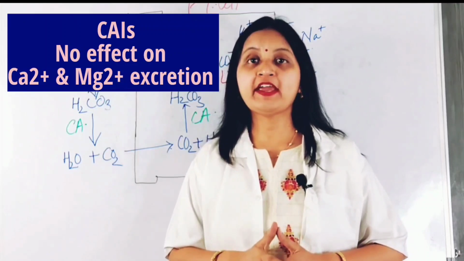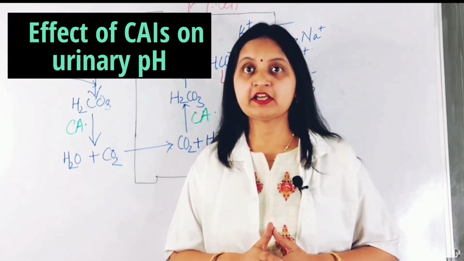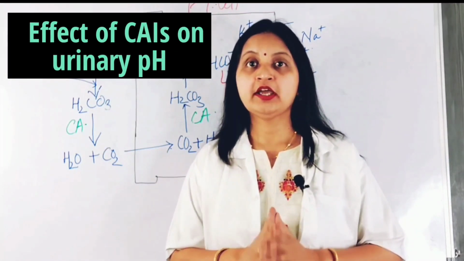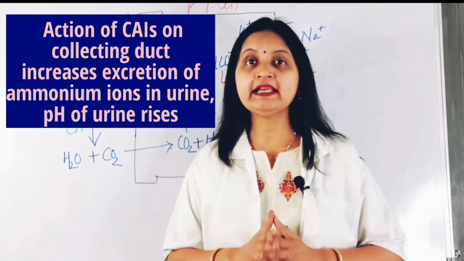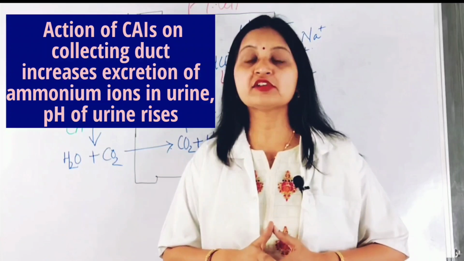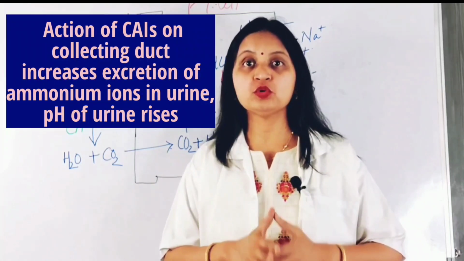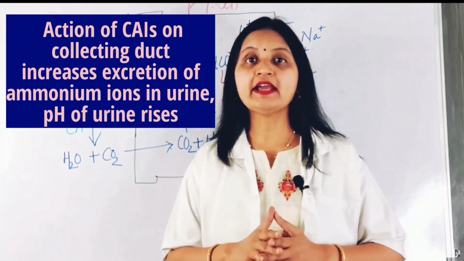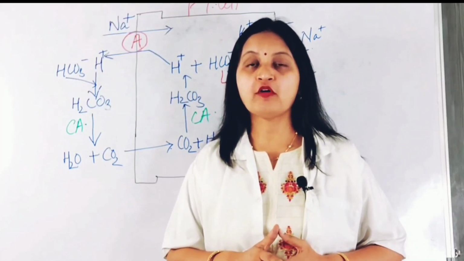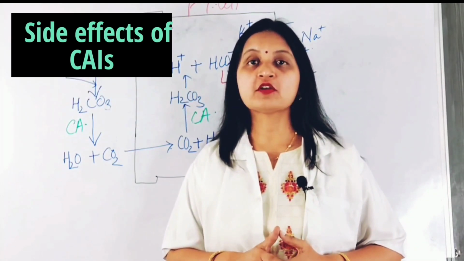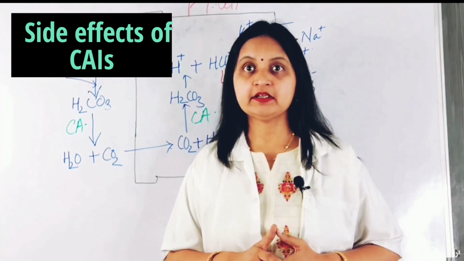Next, what is the effect of carbonic anhydrase inhibitors on urinary pH? Due to the action of carbonic anhydrase inhibitors on the collecting duct, there is increased excretion of ammonium in urine. This causes a rise in pH of urine and causes alkalization of urine, which occurs because of carbonic anhydrase inhibitors.